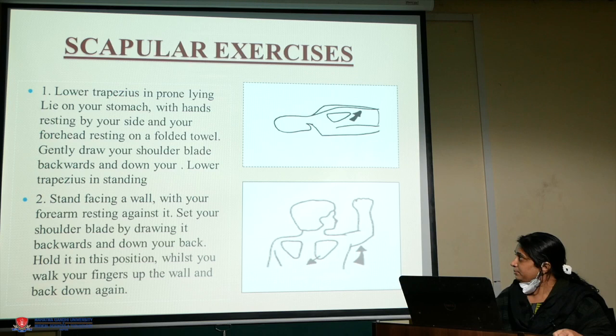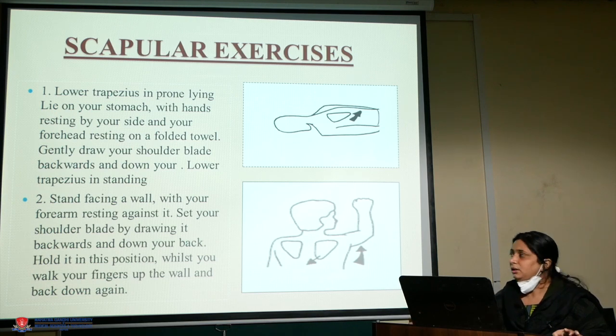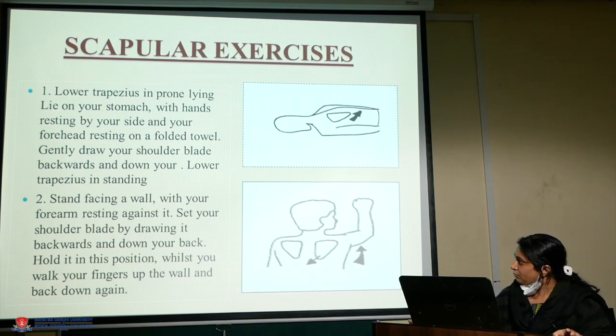First thing is you can ask the patient to lie prone on the stomach with the hands resting by the side, forehead resting on a towel, and gently draw the shoulder blade backwards and down and lower the trapezius, and this can be done in the standing position also. Stand facing a wall with your arm resting against it. Set your shoulder blade by drawing it backwards and down to your back.